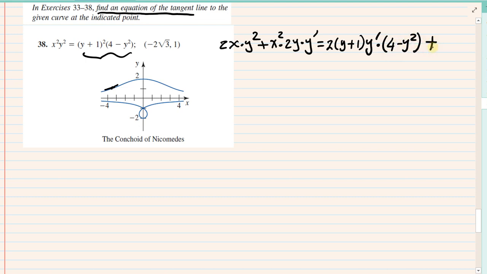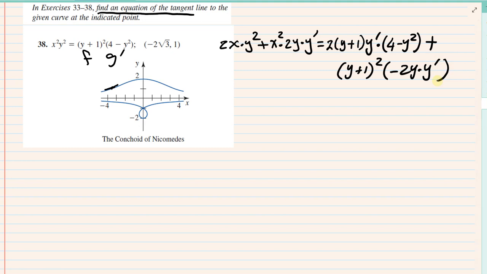Plus, so we did the derivative of first times second, now we do f g prime. Plus (y plus 1) squared times the derivative of 4 minus y squared, which is negative 2y, y prime. Correct? And then we can simplify this somewhat. And again, I said I don't want to do it completely, but let's just tidy up a little bit.